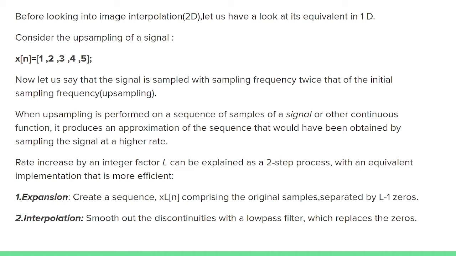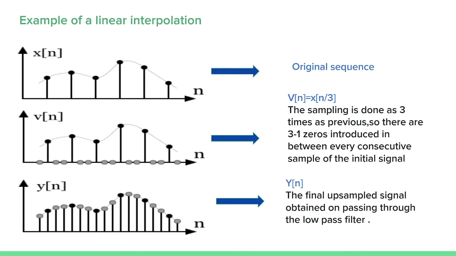Let us say some signal is upsampled by L times. The whole process can be split into two major steps. And what are those? We first expand the signal. We create a new sequence xL of n comprising the original samples separated by L minus 1 zeros. And the second step is the interpolation. Whatever discontinuities we introduced in the previous step, where we had zeros, will now be smoothed out with a low pass filter.